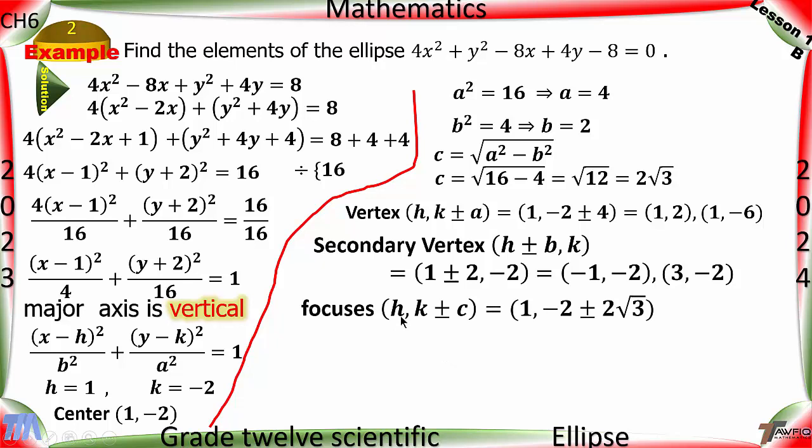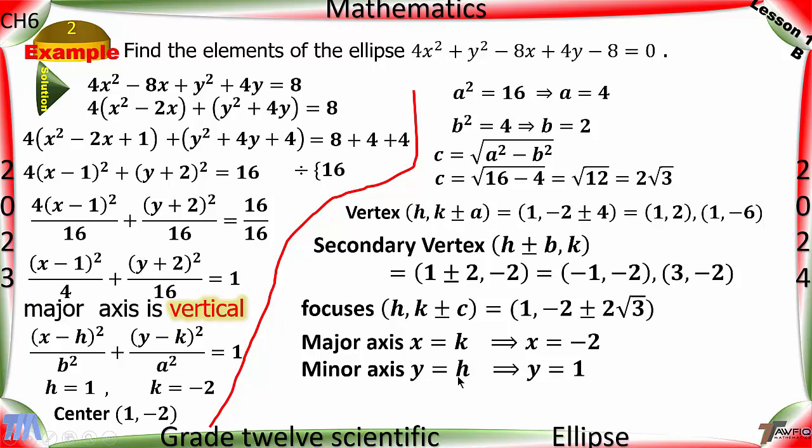And the focus is h. Every time be careful, focus and vertex are the same, so only change a to c. So (h, k plus or minus c). h is 1 and k is minus 2 plus or minus c, which is 2 square root of 3. And now the major axis is x equal to h, which is x equal 1, and the minor axis is y equal to k, so y is equal to minus 2.